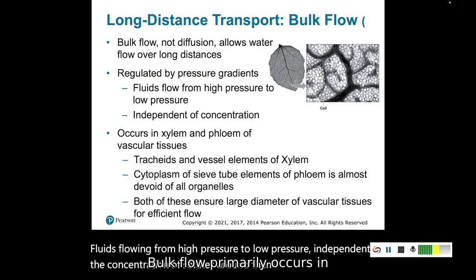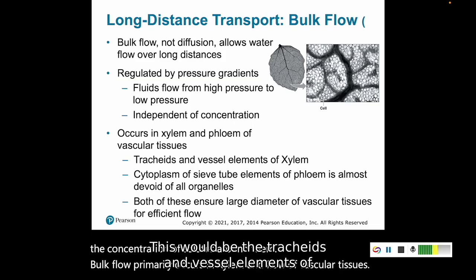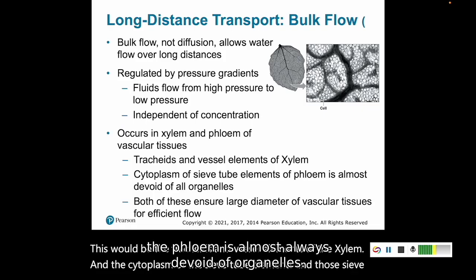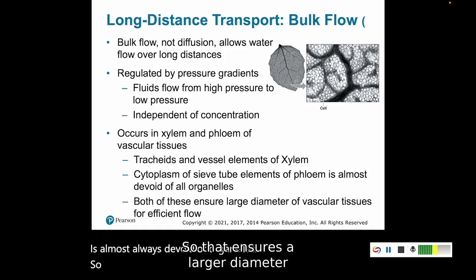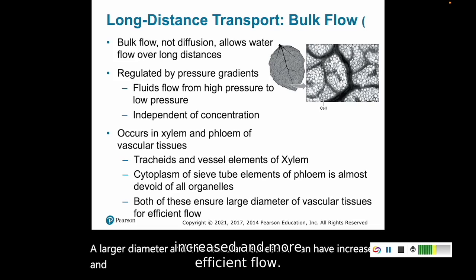Bulk flow primarily occurs in xylem and phloem of vascular tissues. This would be the tracheids and vessel elements of the xylem, and the cytoplasm of the sieve tube elements. And those sieve tube elements in the phloem are almost always devoid of organelles. So that ensures a larger diameter in the vascular tissues so you can have increased and more efficient flow.